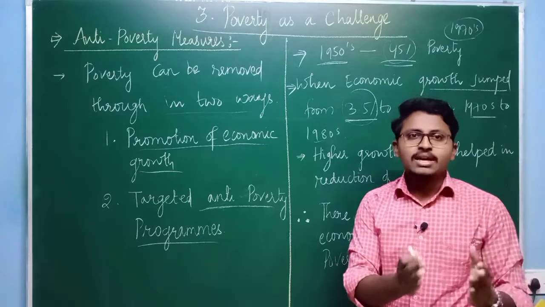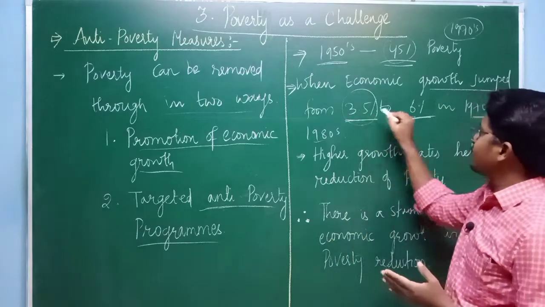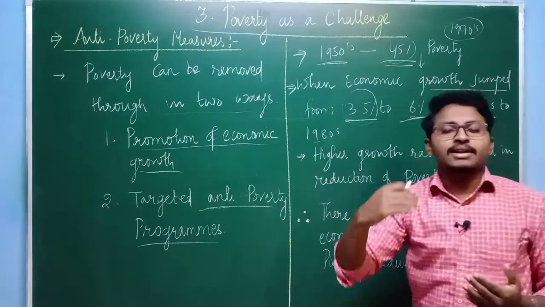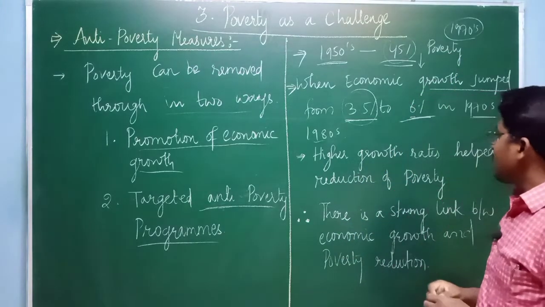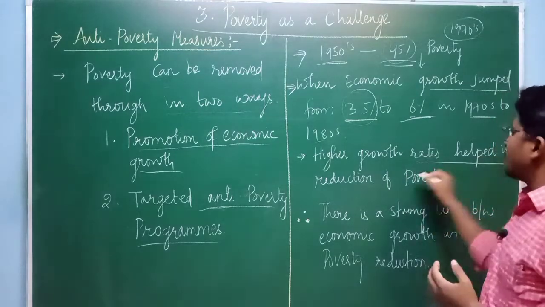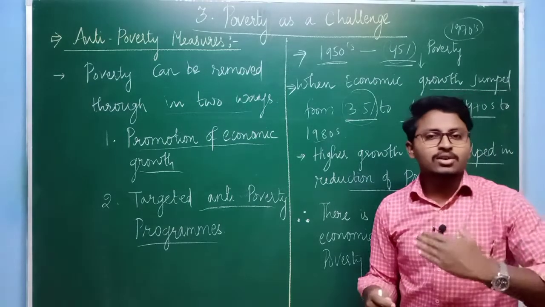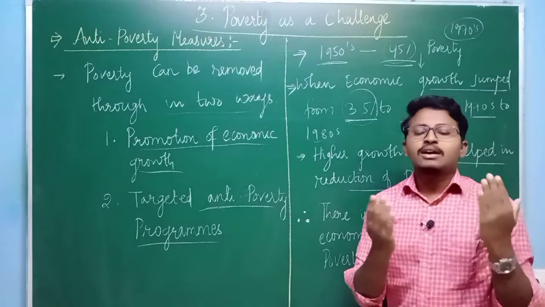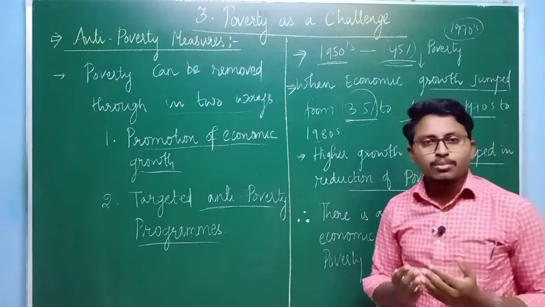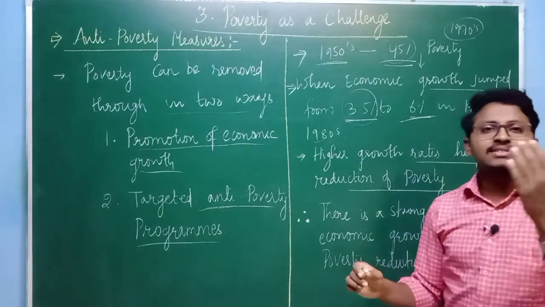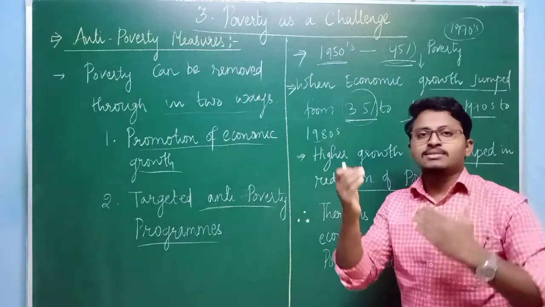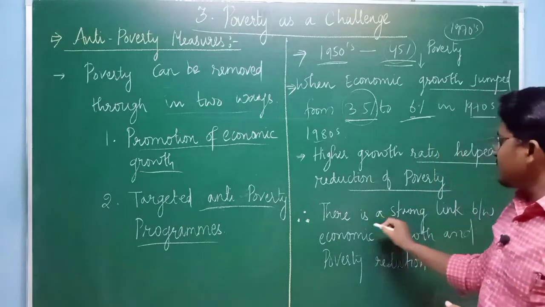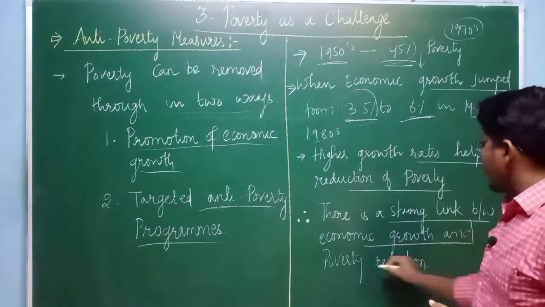When the economic growth started growing rapidly from 3.5 to 6%, slowly the number of people living under poverty also started reducing. From this, what we can conclude is that higher growth rates helped in the reduction of poverty. That means if the growth rate is very high, there will be a reduction in poverty. Therefore, economic growth and poverty are strongly related. There is a strong link between economic growth and poverty. If the economy is growing, the poverty will start reducing. So there is a strong link between economic growth and poverty reduction.